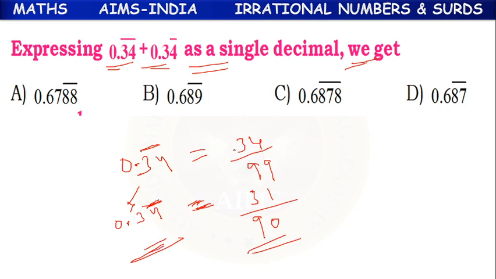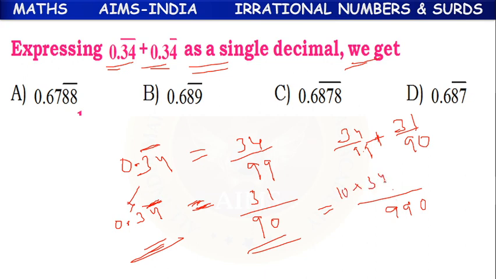This is the shortcut which you have learned in earlier classes. So like this we can write these two in the fraction form. Now we have to add both, 34 by 99 plus 31 by 90. What will be the LCM? LCM will be 990. 99 10 times 990, numerator part 34. 90 11 times 990, numerator part 31 is there.